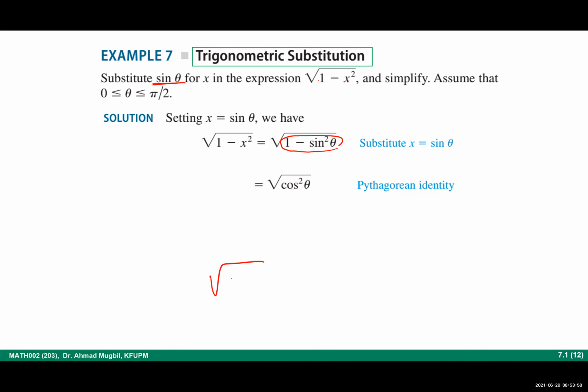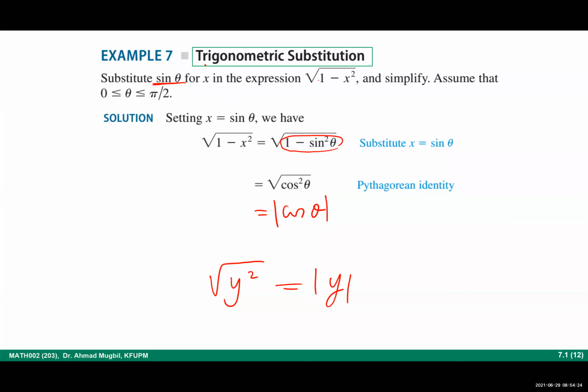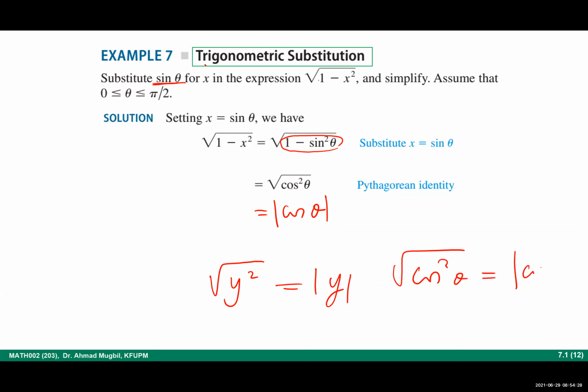What is the square root of y squared? Cosine. So this is equal to cosine theta. Who said that? Jasser? Yes. Thank you, Jasser, but this is not completely true. Absolute value, Shabab. Please, we don't know where x is. We don't know where theta is. In general, the square root of cosine squared theta is the absolute value of cosine theta.